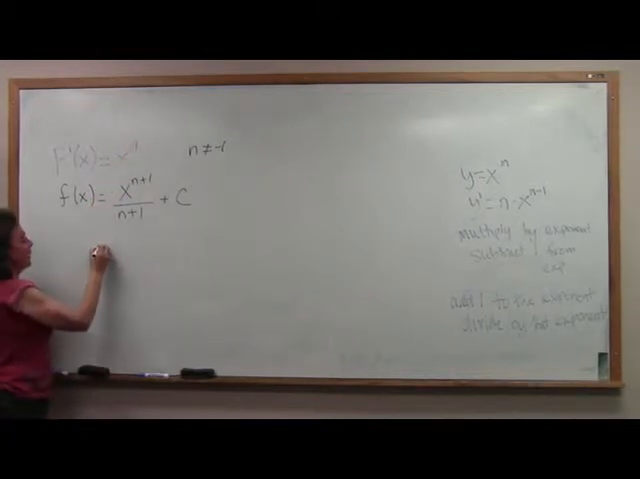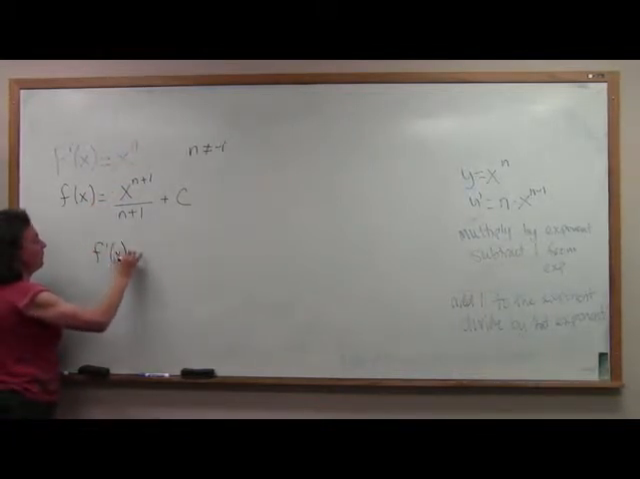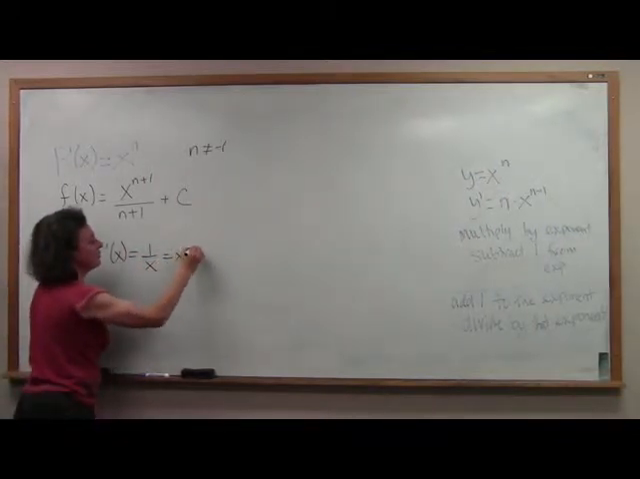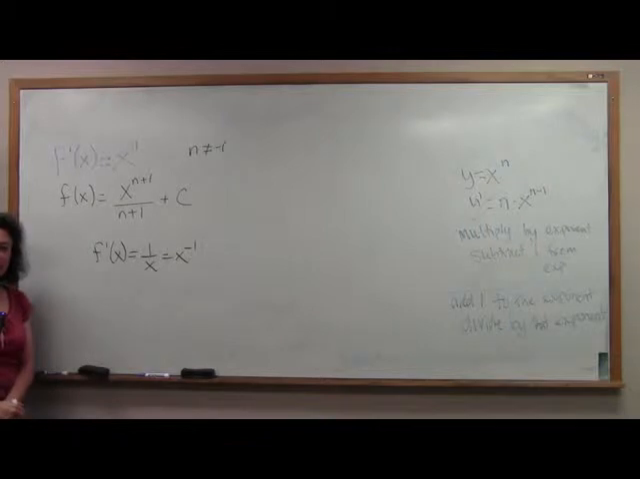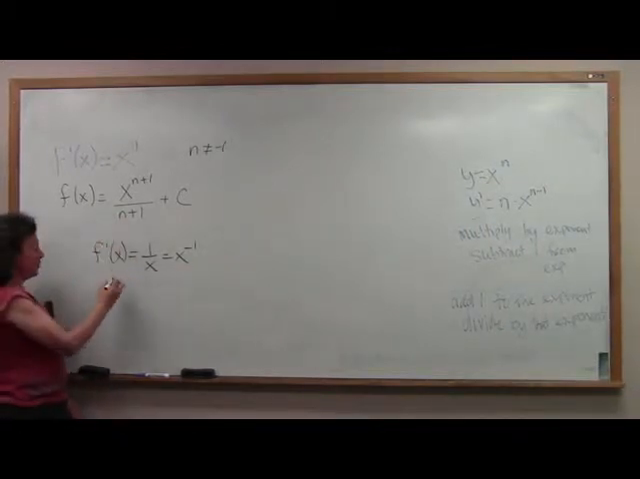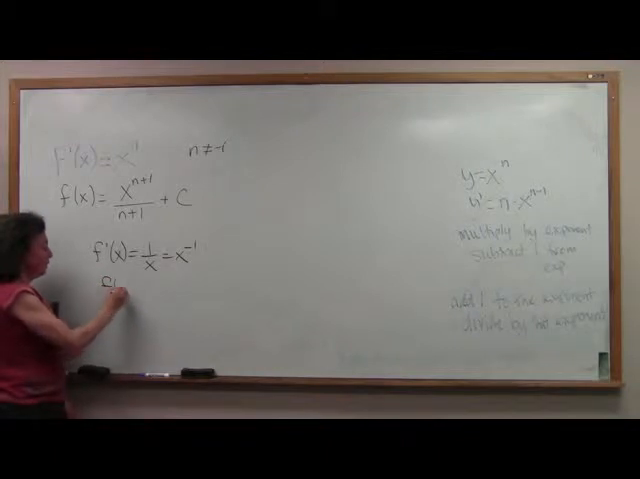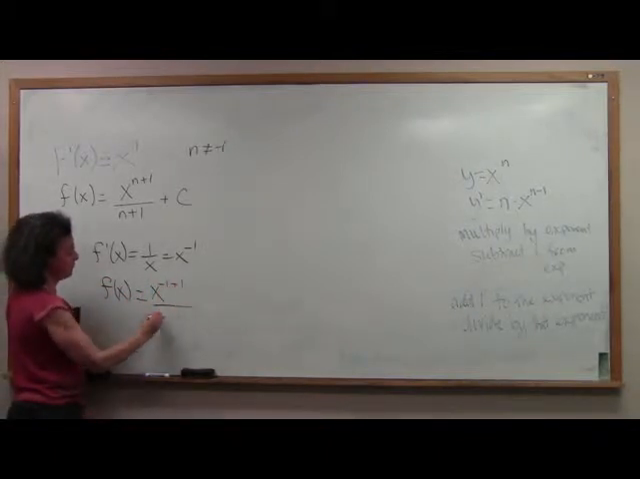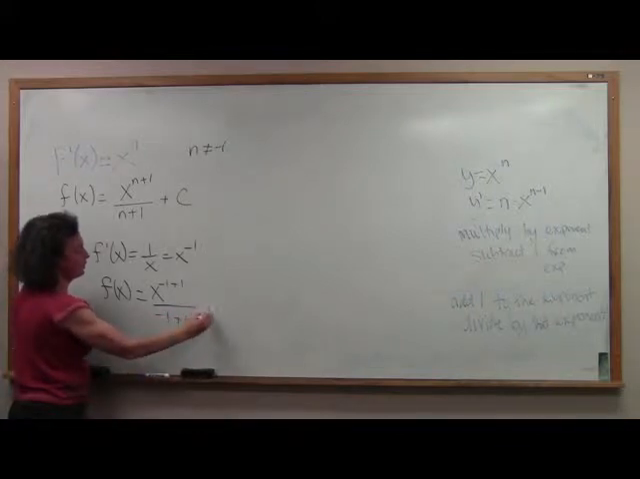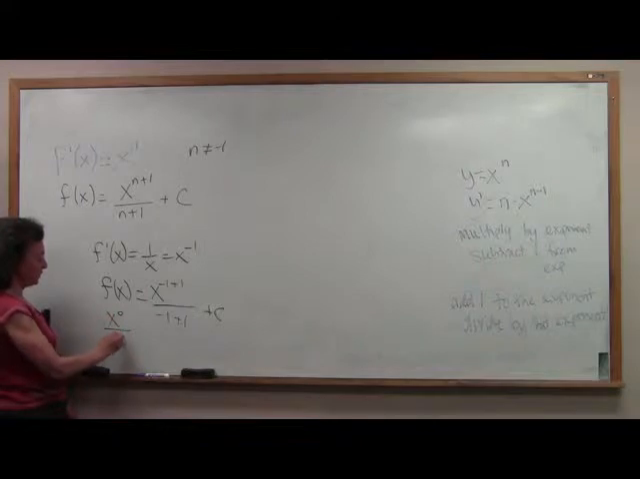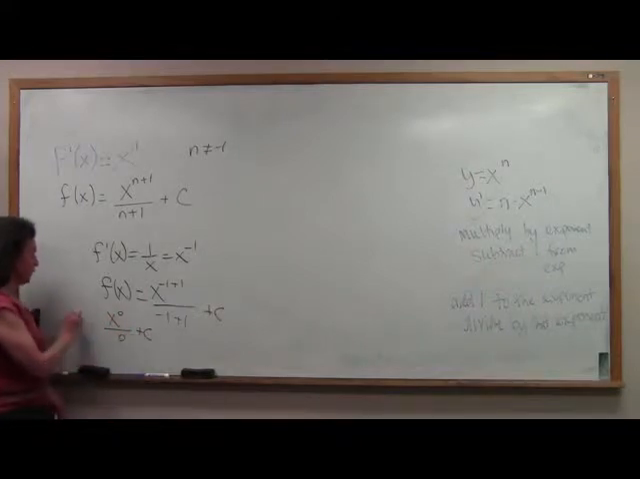Because, let's look at that. If I have f prime of x equal to 1 over x, I claim that's equivalent to x to the -1st power. Well, what would happen if we applied this rule? Then we would get our original function to be x to the -1 plus 1 divided by -1 plus 1 plus a constant. But that would give us x to the 0 over 0, which we know is undefined.